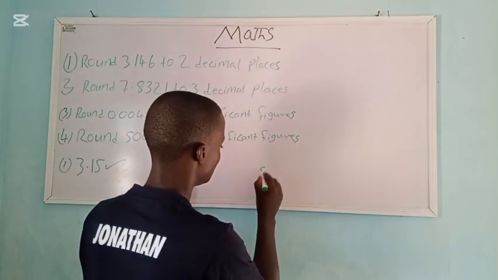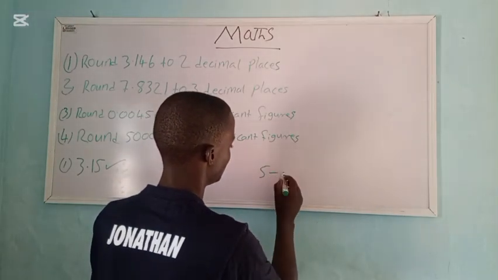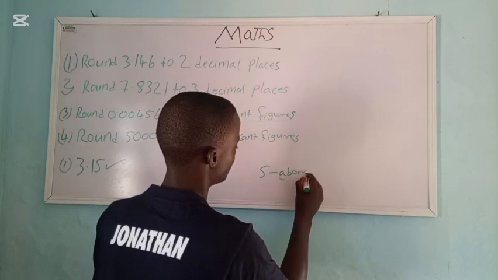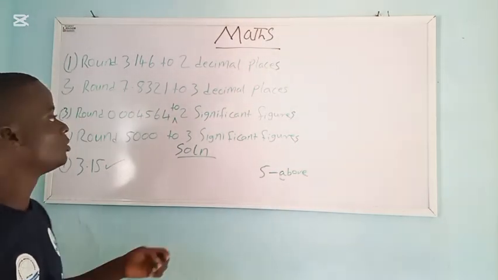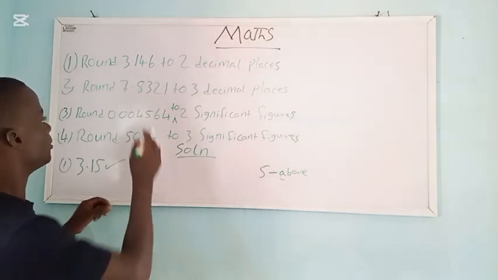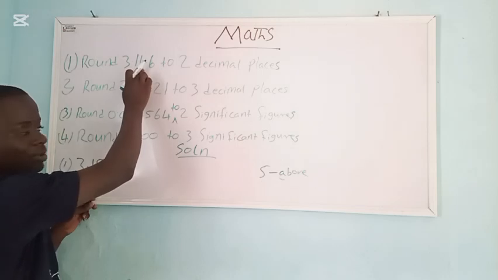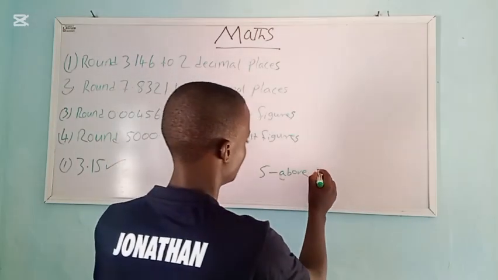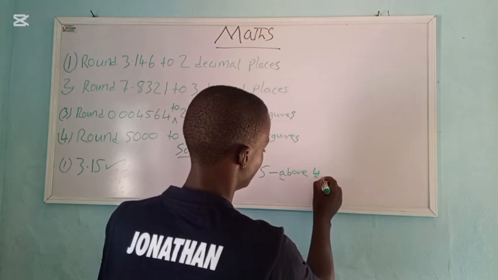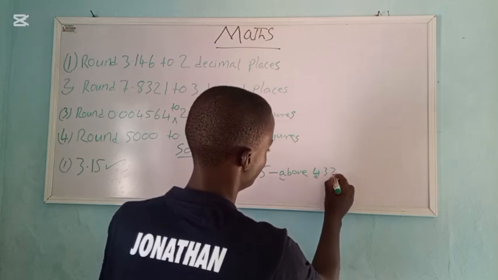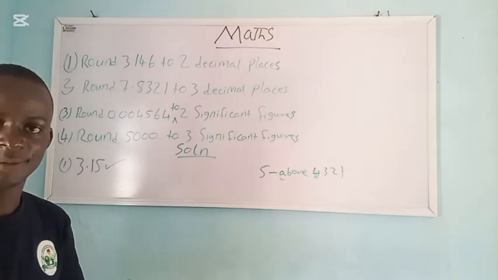So now let me show you something. When you have 5 and above, like 5 to 9, you need to round up. Like now, as you have 6 here, you will round up to add 1 to this 4. But when you have 4, 3, 2, 1, what you will do is leave it. You will not round up.